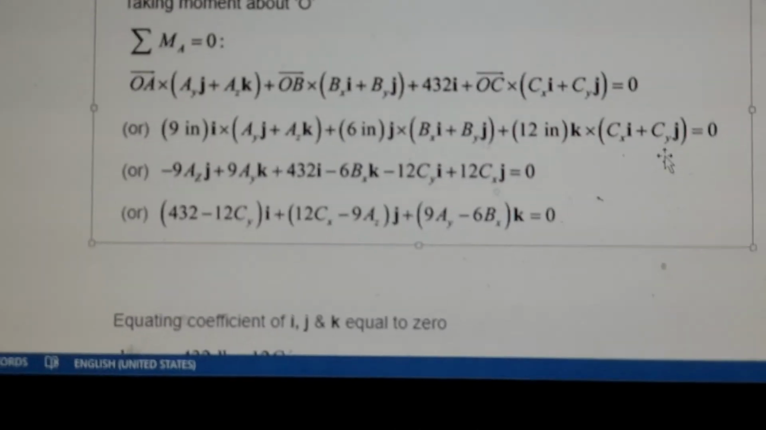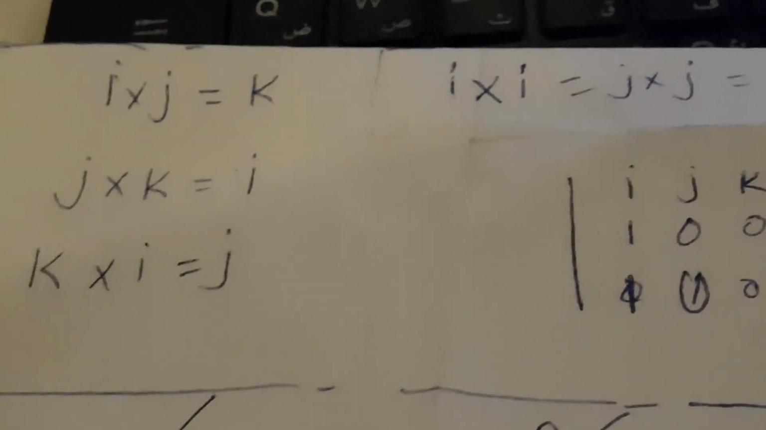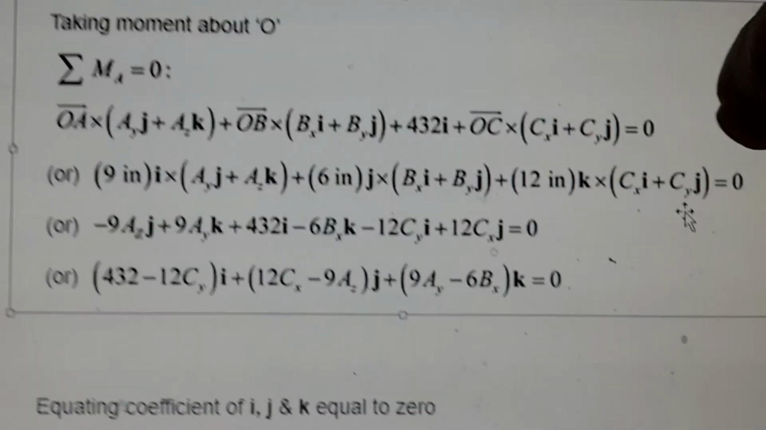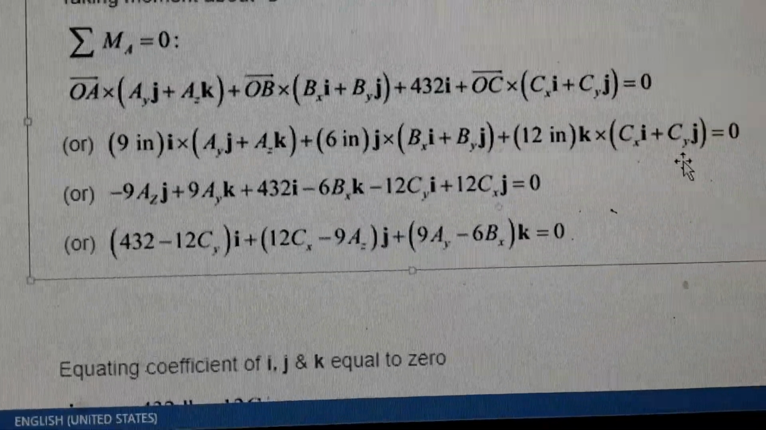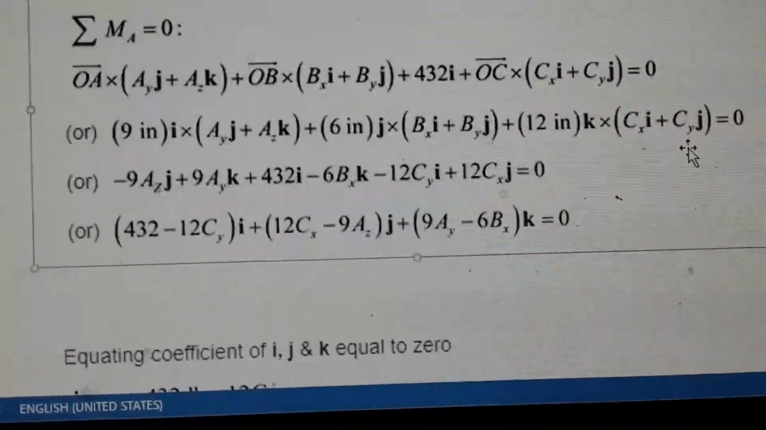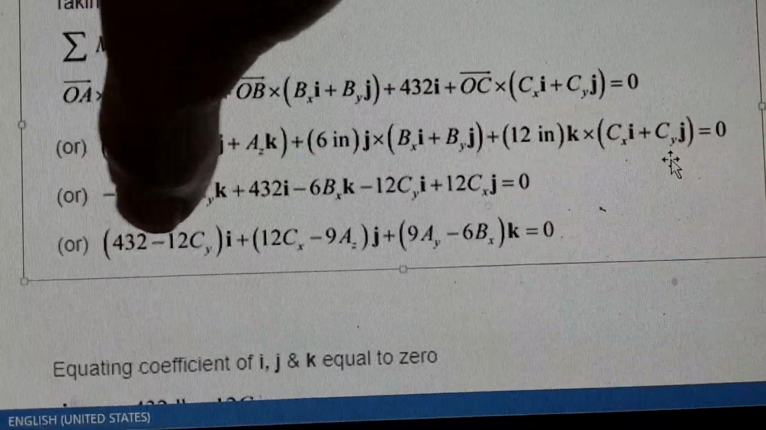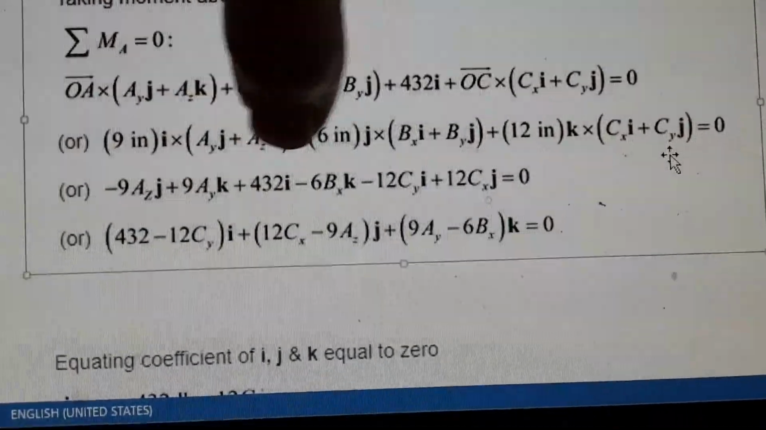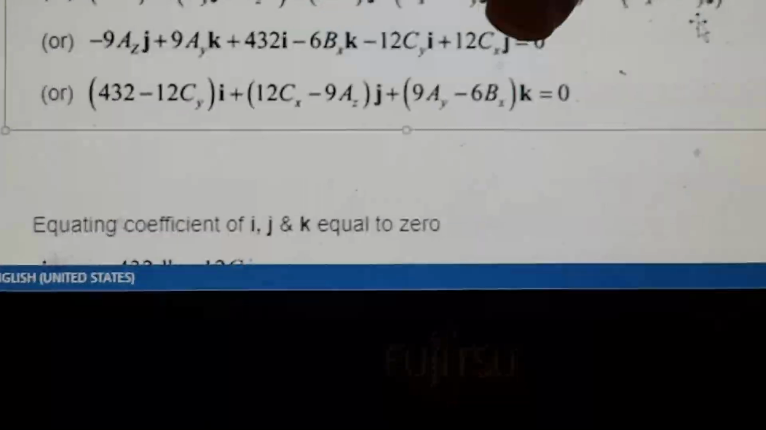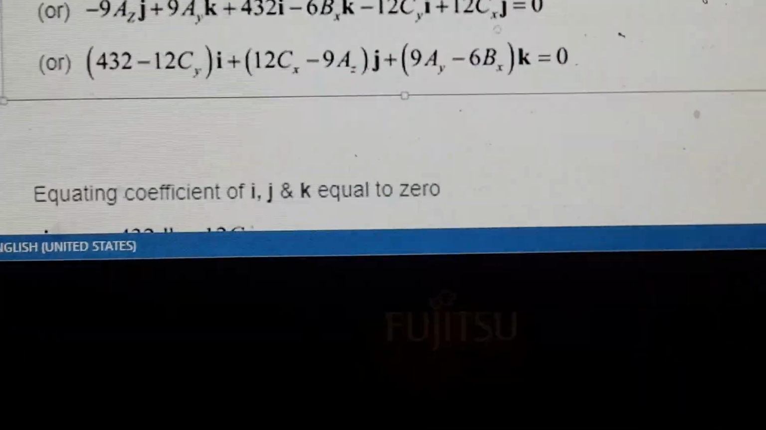Now, and of course, we have to add the 432 i. Don't forget, here there's something missing. You have to add the 432 i here. So, you add up all the i's together. Let's see. The i together, and the j's together, and the k's together, all equal to 0. And let's make the first one equal to 0.